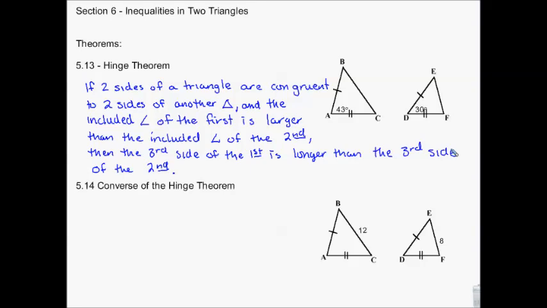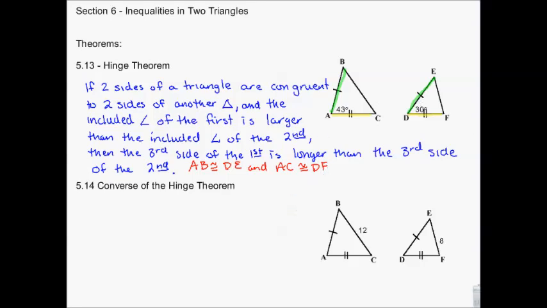So what we have is, if two sides of a triangle are congruent to two sides of another triangle, so if we're looking at these two triangles, this side is the same as this side, and this side is the same as this side. So I have that AB is congruent to DE, and AC is congruent to DF, okay?